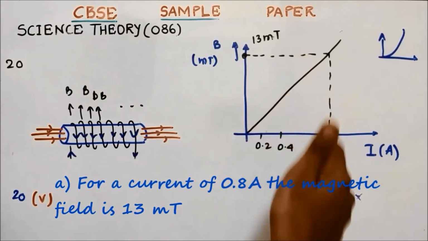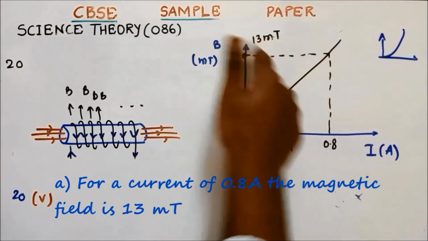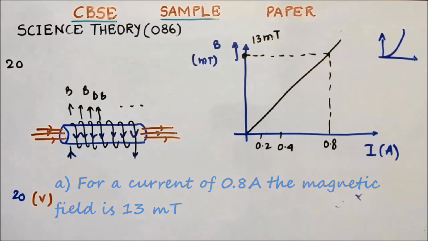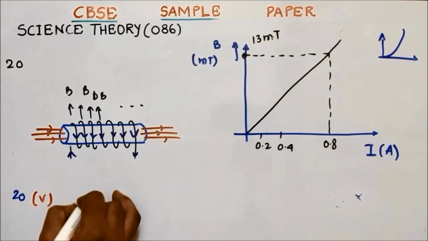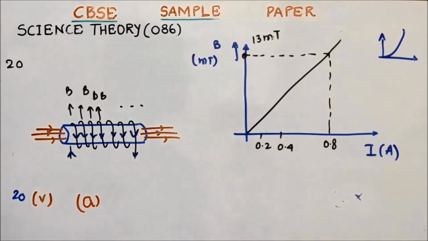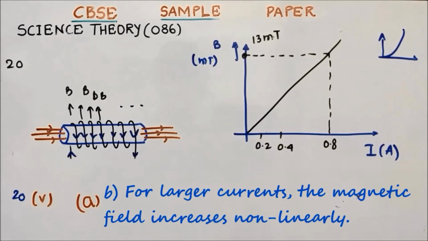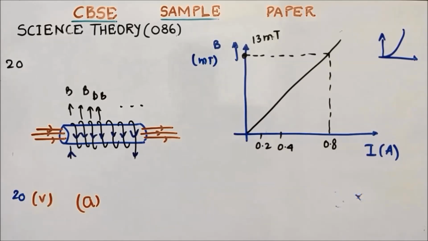So how do you do that? You have to see that, right? 0.8, 13 millitesla. Yes, that is correct. So A is correct. But I will not lock A unless I read all the options. B. For larger currents, the magnetic field increases non-linearly. Yes, that is true, but we can't say that from this graph. So I'll consider that as wrong for now. Let us read more options.